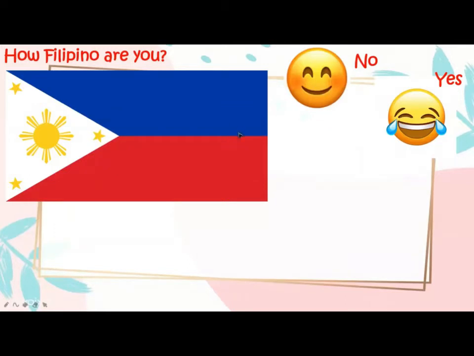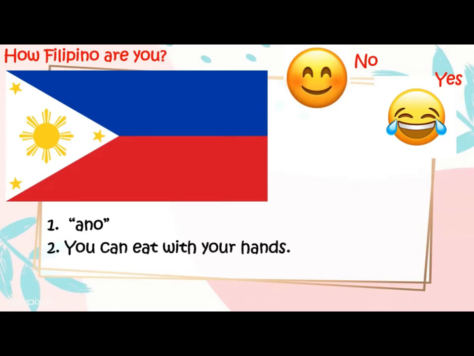Number 1. You say "ano" when you can't find the exact word to say. You even mix it up with English. Can you pass me the ano? The ano, the rice. Number 2. You can eat with your hands. Whether it be sinigang or adobo, you love to eat using your hands.